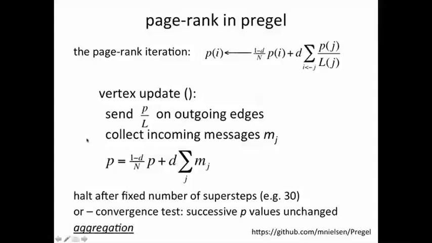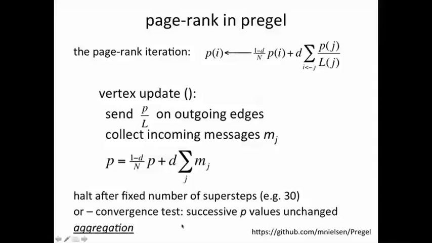In other words, I collect all the incoming messages from all my incoming edges, and I simply add them up, multiplying them by d, and add them into (1 minus d) by n times p, and replace p with this value as per this formula. After a fixed number of such supersteps, for example 30, which is often sufficient, we can stop and the page rank should have converged.